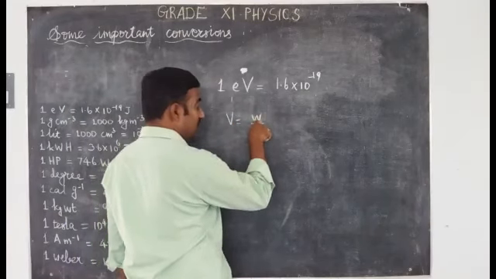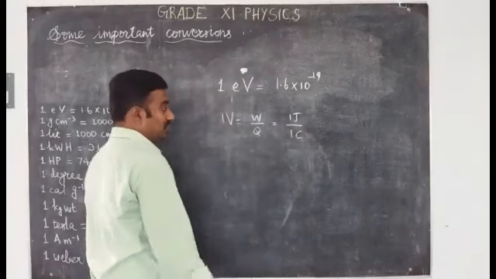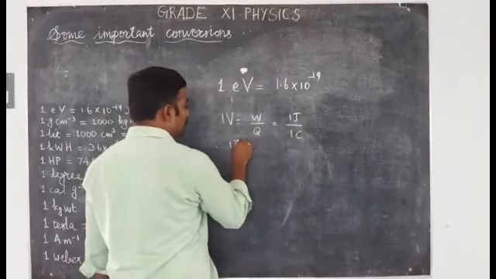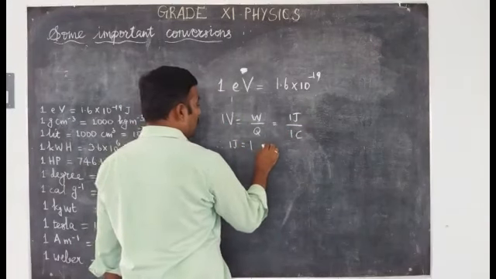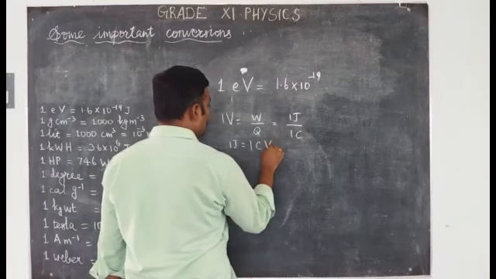Some work is required to move 1 coulomb of charge. To move 1 coulomb of charge, if 1 joule of work is done, then it is equal to 1 volt. Therefore, 1 joule is equal to 1 coulomb into 1 volt.